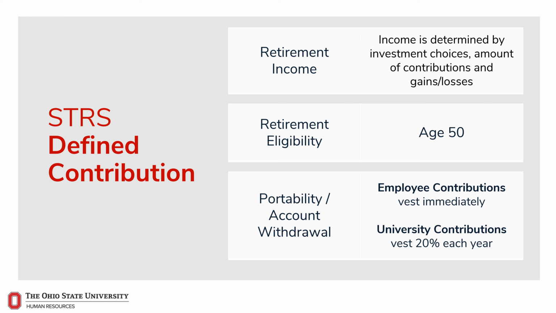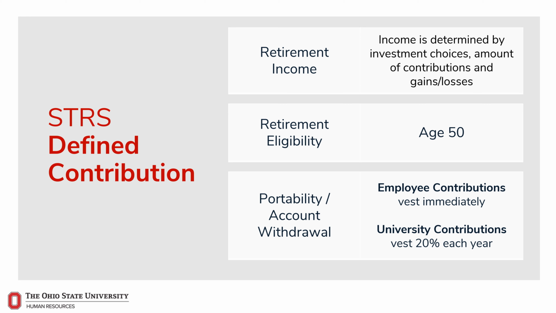In the STRS Defined Contribution Plan, you and Ohio State contribute a percentage of your pay to a retirement account, and you decide how to allocate these contributions among a variety of investment options at STRS. Retirement income is driven by several variables: the performance of the investment choices you select, the amount of contributions deposited to your account, and the payment option you choose at the time of retirement. You are eligible to retire under this plan upon separation of service and age 50.